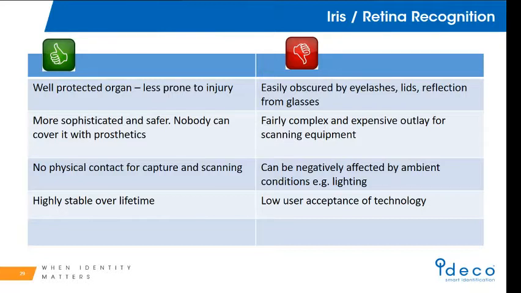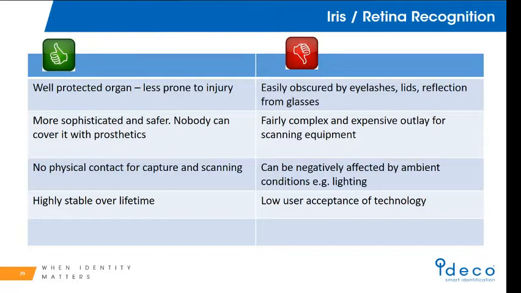As I said, on the right-hand side, if you look at some of the negatives, it's very difficult to use with glasses because it is obstructed by glasses. It can also be obstructed if you're using certain contact lenses, colored contact lenses, for example. It can be affected by light, and typically it's a more difficult biometric to use. A lot of the iris technology, you have to be fairly close to the device.